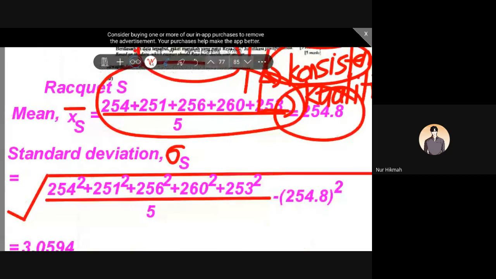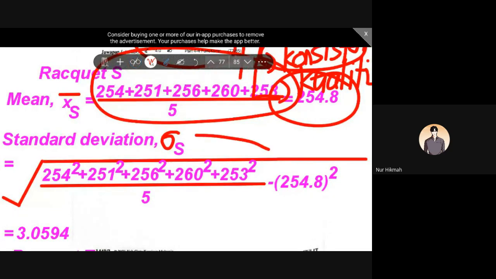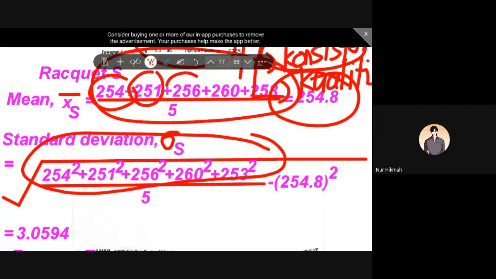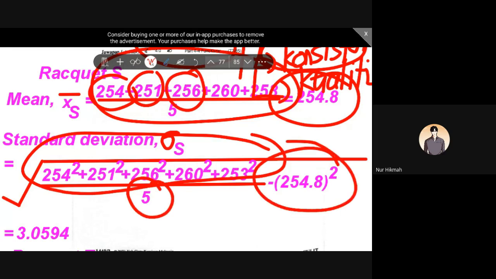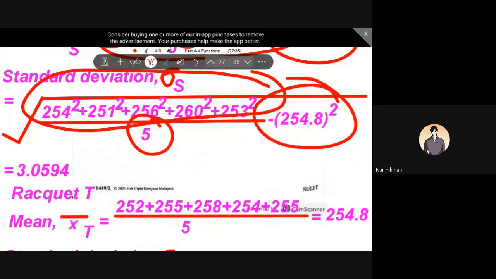Okay, so lepas tu standard deviation. Kamu kena square, kuasa duakan semua nilai yang ni. Itu formula dia. Bahagi dengan 5, tolak dengan mean square. So ini adalah sisihan piawai nilai dia bagi raket S. So kira betul-betul lah. Jangan cuai kat sini.